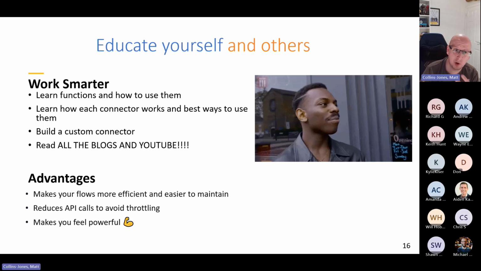So my advice is go out there, learn the functions, learn how the connectors work, build a custom connector because that'll be fun. Learn what JSON is if you don't know what JSON is, and learn about APIs, because you'll need all of these things in Power Automate to really up your Power Automate games. And then the advantages of this are things like reducing API calls because you know what you're doing, and you can build things more robustly. I'm going to click next slide.